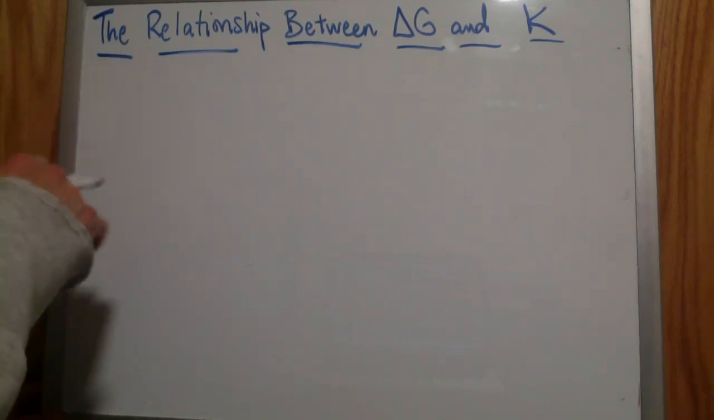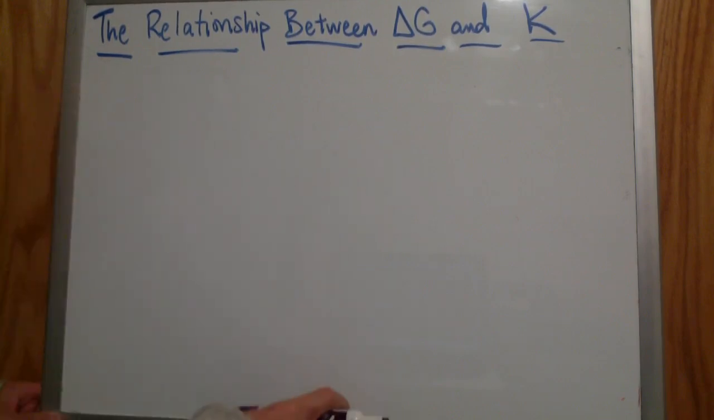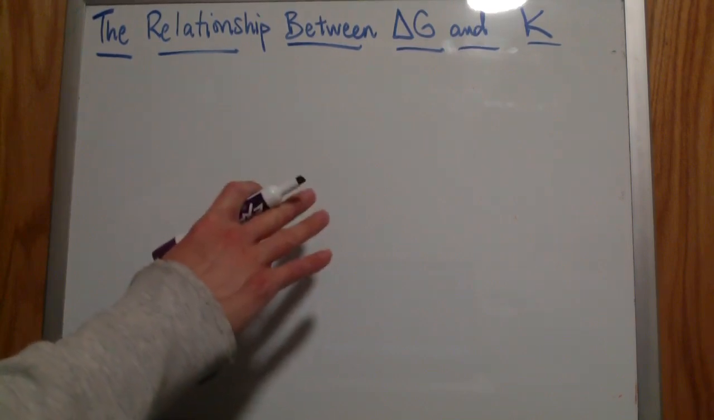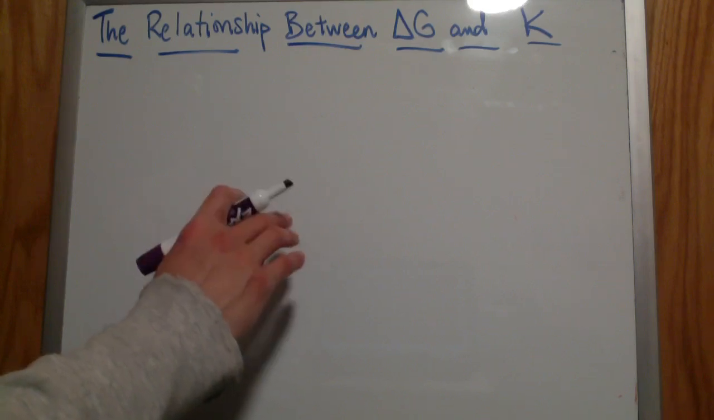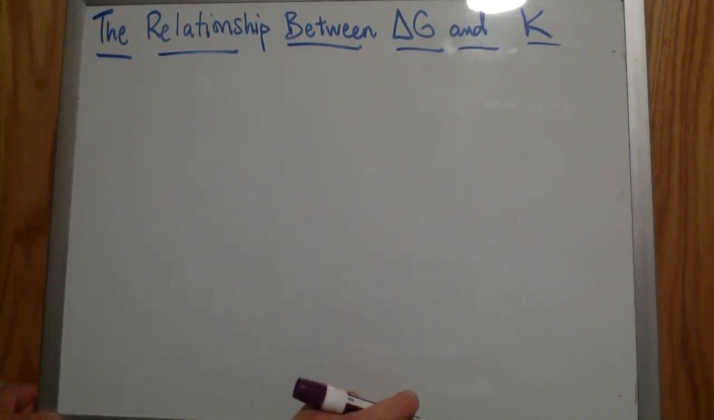Today we're going to discuss the relationship between delta G and K. Delta G, remember we calculated last week, was the change in free energy. It helped us figure out if a reaction was thermodynamically favorable when delta G was negative or thermodynamically unfavorable when delta G was positive. K we've talked about before, capital K is the equilibrium constant.